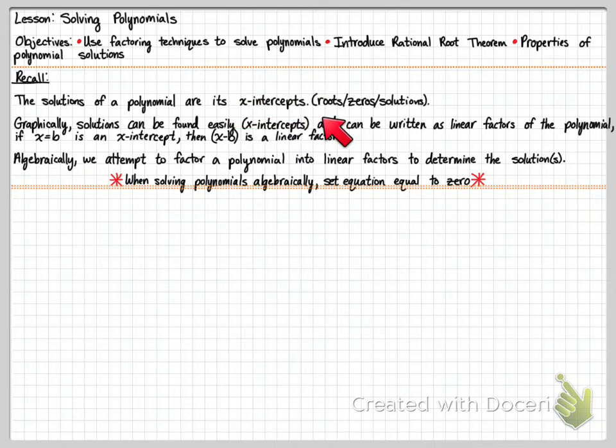We can also call x-intercepts roots, zeros, or solutions. That's just another way to say x-intercepts. Graphically, solutions can be found easily by looking at your x-intercepts. So when you're looking at a graph, you look at the x-intercepts, those are the solutions, and can be written as linear factors of the polynomial.